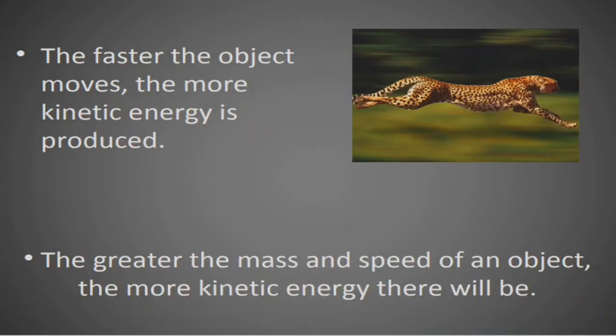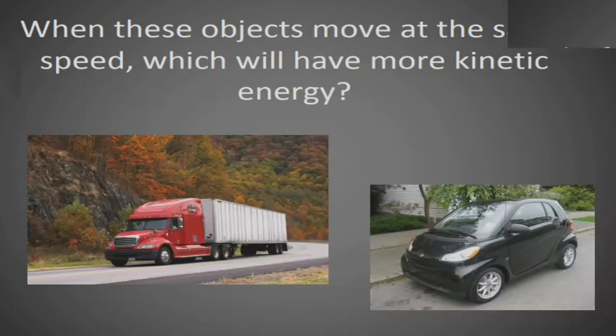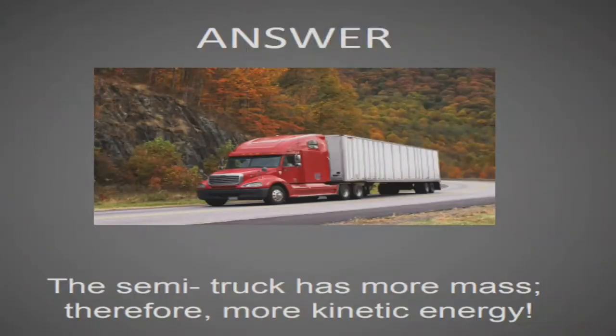The faster the object moves, the more kinetic energy is produced. The greater the mass and speed of an object, the more kinetic energy there will be. Let's check this example. When these objects move at the same speed, which will have more kinetic energy? The first picture or the second picture? If your answer is the first picture, you are correct, because the semi-truck has more mass, therefore, more kinetic energy.